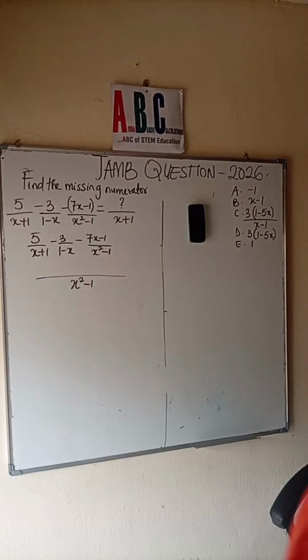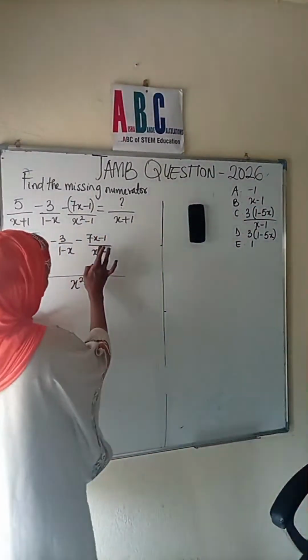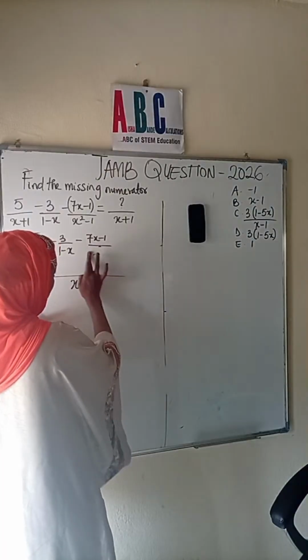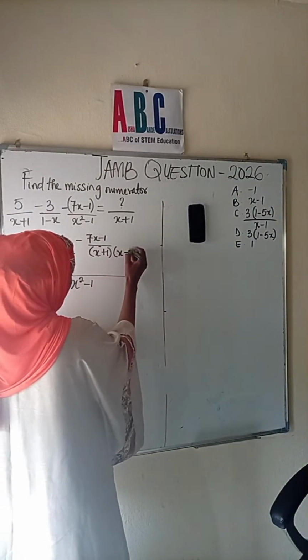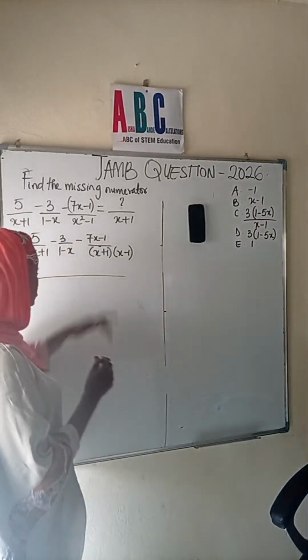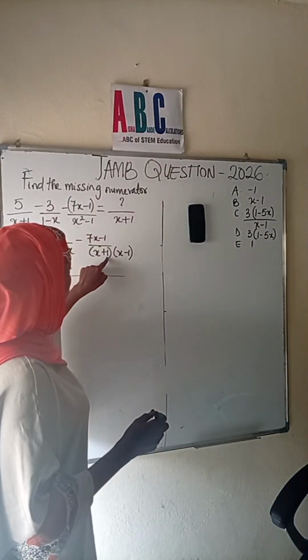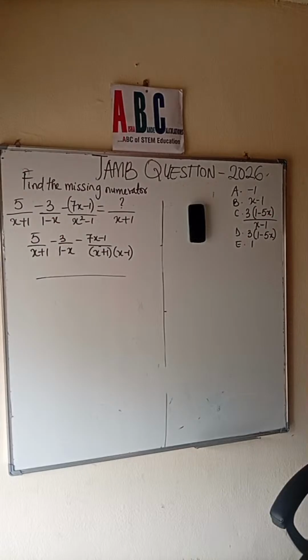Okay. I want to do it in such a way that everybody will be carried along. Okay, what if I decide to change this x squared minus 1 to become x plus 1 and x minus 1? Do we agree? I want to carry everybody along. This x squared minus 1 is the same thing as x plus 1 and x minus 1. Is it true? It's true, right? Okay, it's the same thing.